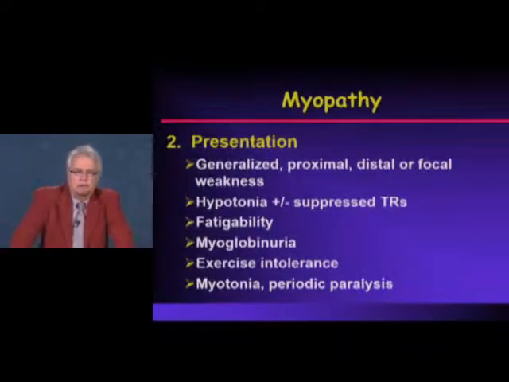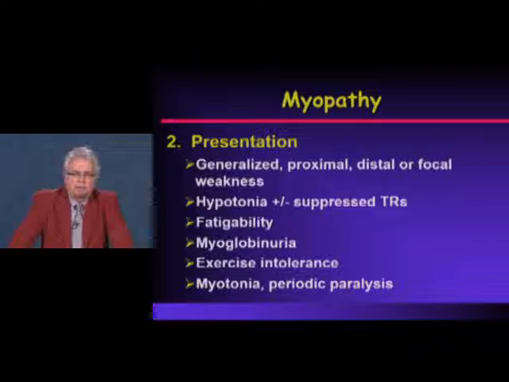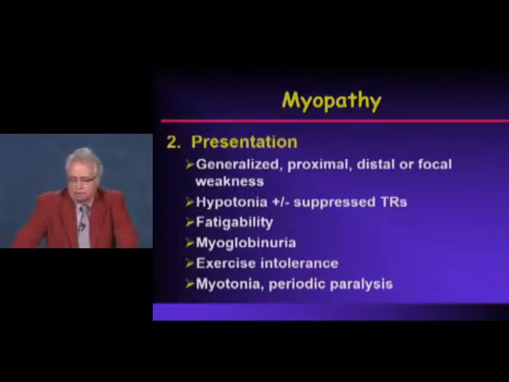How does a myopathy present? It can present with generalized proximal, distal, or focal weakness. If you have a child, he or she may have low muscle tone, hypotonia, with or without suppressed tendon reflexes. You may have fatigability. Sometimes you have rhabdomyolysis with myoglobinuria. Some of these patients have exercise intolerance, and in certain conditions, they can have myotonia and/or periodic paralysis.